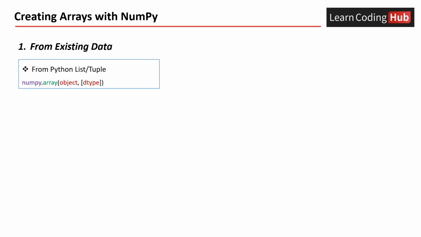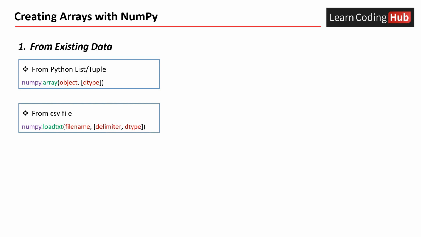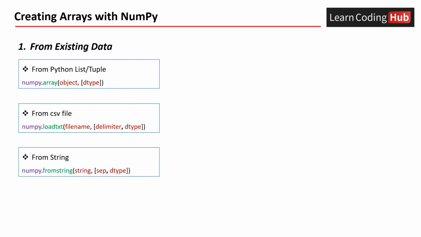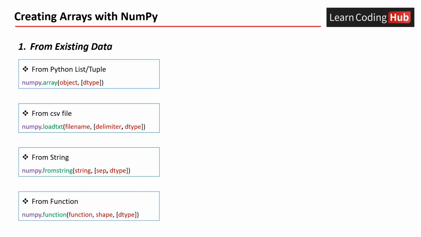Within that one, we will see how we can create the NumPy array from a Python list or tuple. So we'll use numpy.array, and then we will see how we can load the data into a NumPy array from CSV. We will see how we can create a NumPy array from data within a string, and also how we can create a NumPy array with lambda functions. These are the routines we will use if you have any existing data.